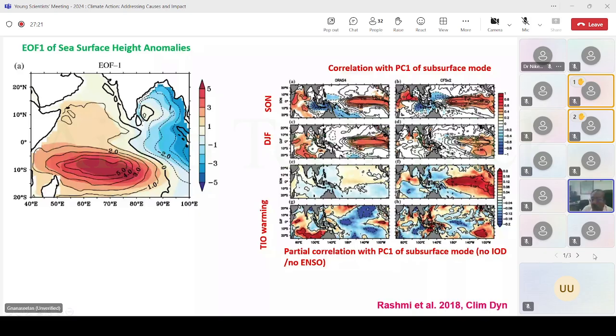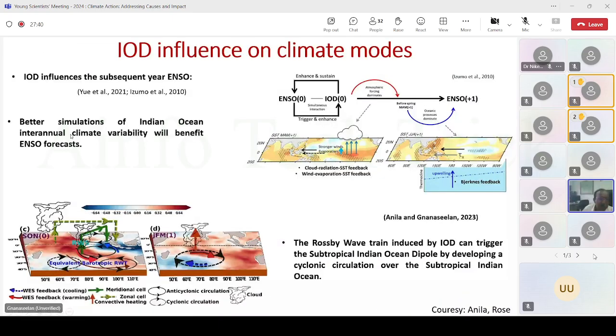So that is the ideal case of 2019-20, where you got a very strong IOD when no ENSO activity was on, with a subsurface mode and a basin-wide warming. And the IOD can also influence other climate modes such as ENSO. In the positive phase of IOD, you have large subsidence in the eastern regions that can trigger westerly winds, and that can enhance and sustain the ENSO. So like ENSO triggers and enhances IOD, the IOD can also enhance and sustain the ENSO.